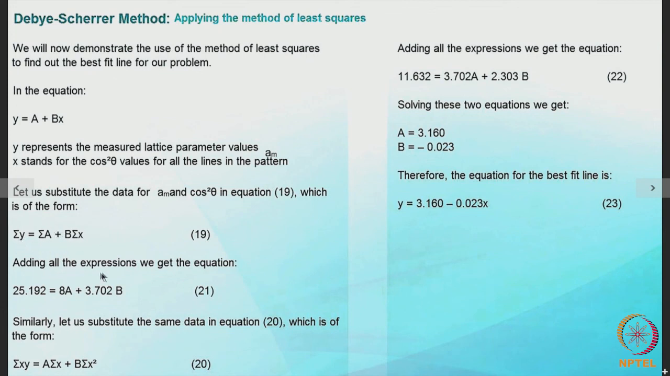Adding all the expressions, we get the equation 25.192 is equal to 8a plus 3.702b. In a similar manner, let us substitute the same data in equation 20, which is of the form sigma xy is equal to a sigma x plus b sigma x square. Adding all the expressions here, we get the equation 11.632 is equal to 3.702a plus 2.303b. Now, solving equations 21 and 22, we get a is equal to 3.160, b is equal to minus 0.023. Therefore, the equation for the best fit line is y is equal to 3.160 minus 0.023 x.